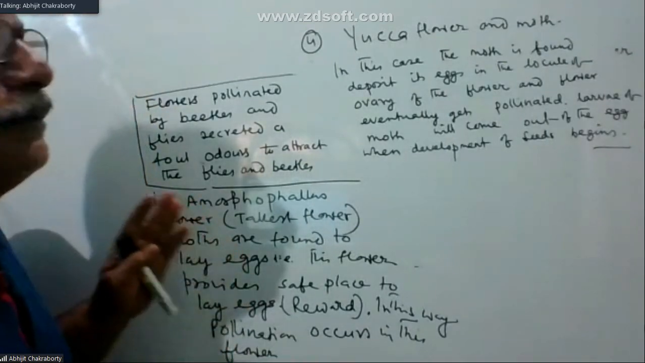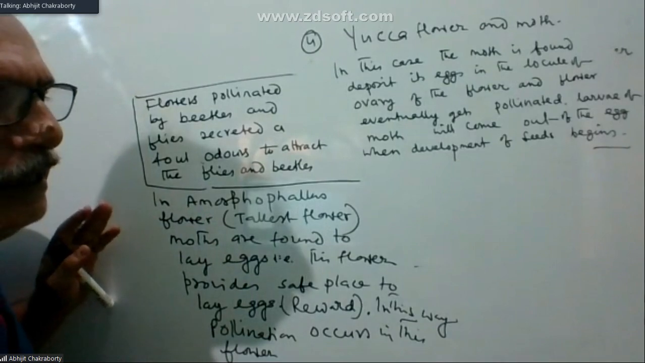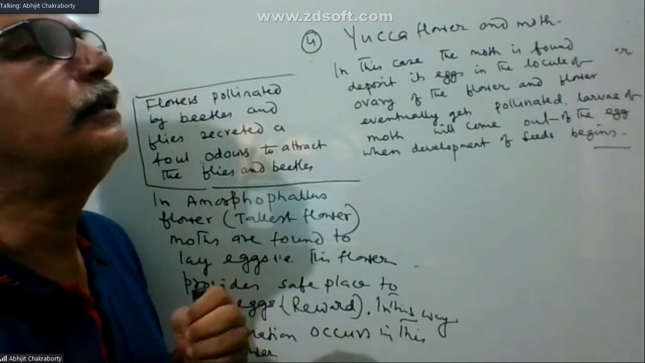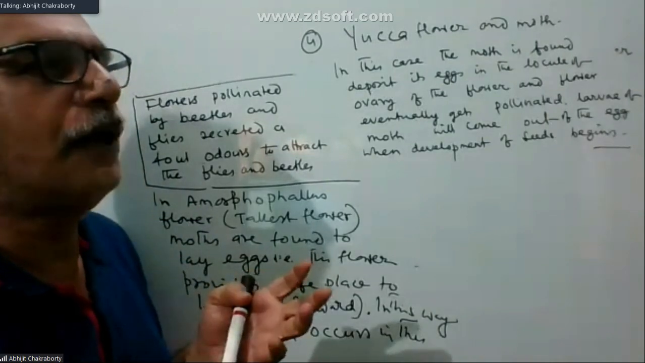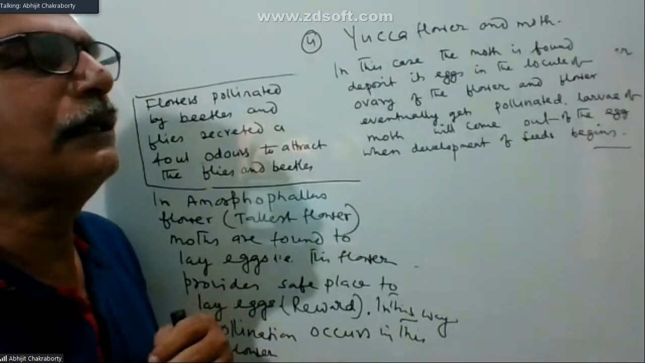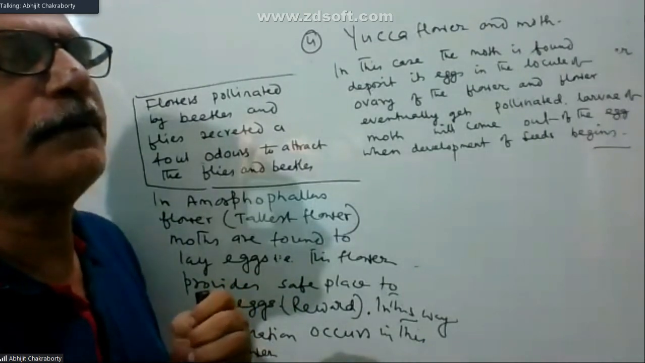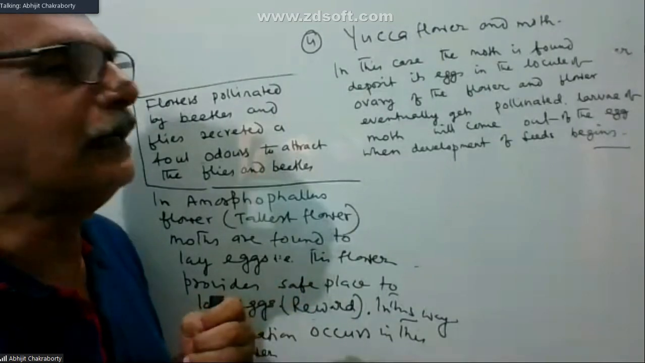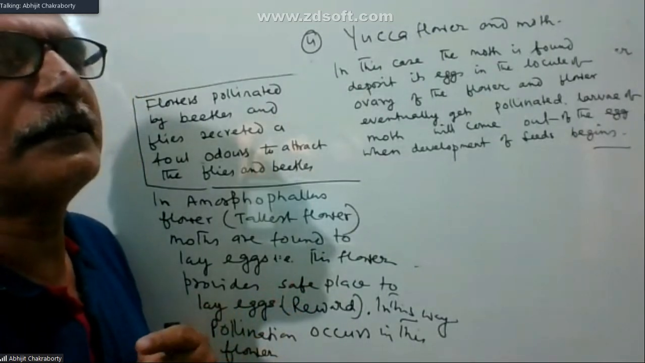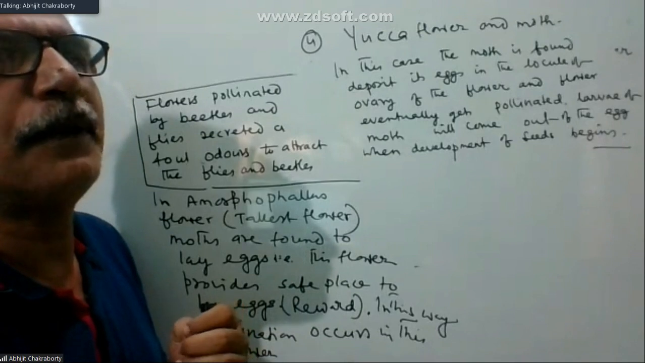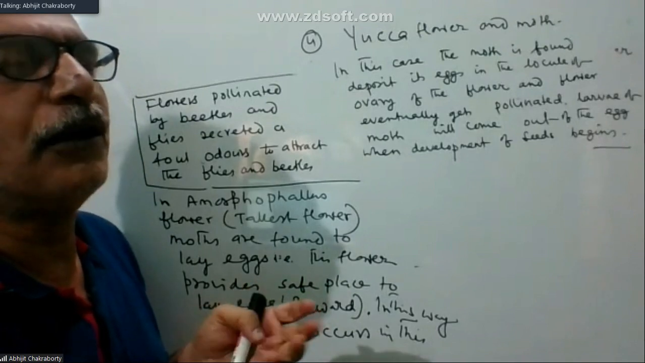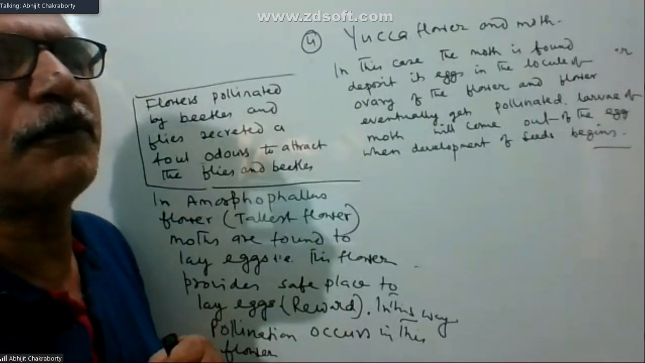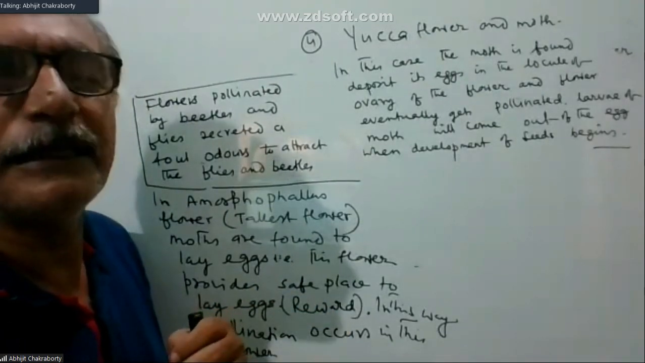Now these are four cases already discussed. The common case is that insect pollinated flowers release a good smell or sweet smell to attract insects. In case of flies and beetle pollinated flowers, a bad foul odor is found to be secreted. In case of Amorphophallus and also Yucca, they provide a safe place for laying or deposition of eggs. So in this way, the rewards may vary. Common floral rewards are always the nectar and the pollen grains.